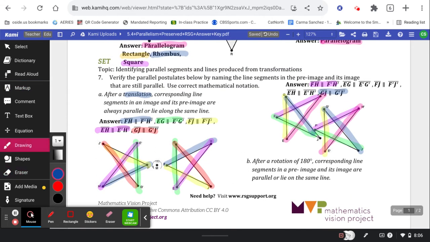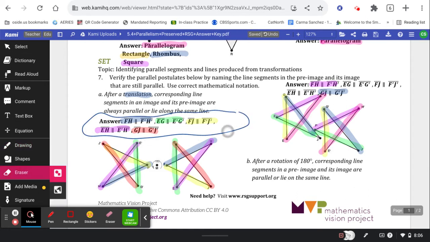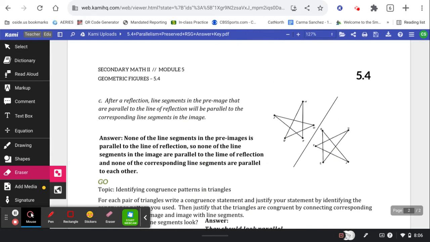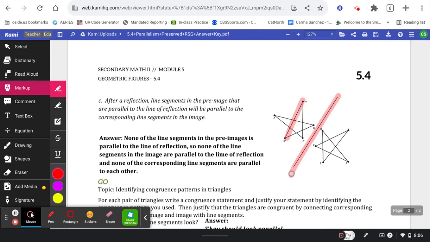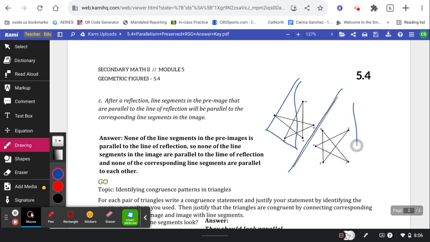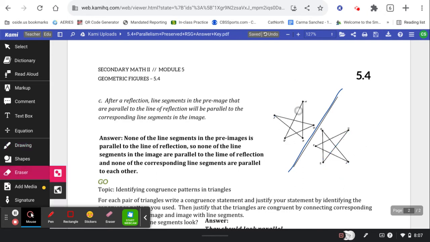So see how they wanted you to write out what was parallel, and I also asked you to highlight to visualize those. Okay? After a reflection, which line segments? And then the answer is none of the line segments in the preimage are parallel to the line of reflection. And so in this case, since none were parallel to start, the one that looks the closest is maybe this guy, but see how it's not quite parallel, it's kind of leaning in. So since none were originally parallel, none are parallel after. It's only when something is parallel to the line of reflection to start, like our triangles that we did the other day, then that would make it parallel again after. So in this one, it was kind of a trick question. None started out parallel, so none are parallel now.